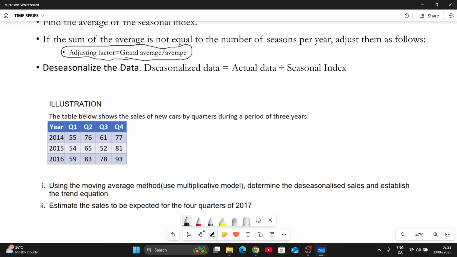When you're done, you deseasonalize the data. Your deseasonalized data is equal to your actual data divided by the seasonal index or the adjusted seasonal index. Also, we are going to use the deseasonalized data to find a new regression equation, which we will be using for forecasting. So let's try this example here.